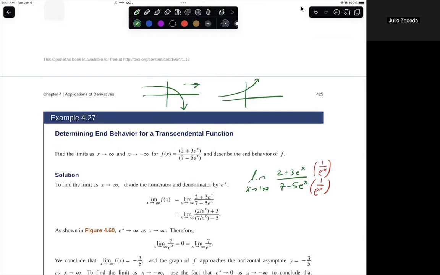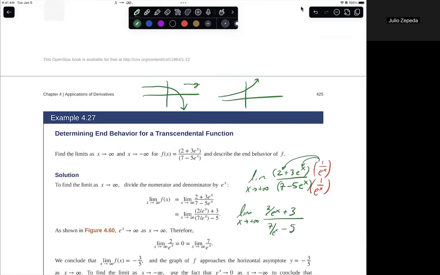We had a function that was constant, 2, and then one that was going to infinity. But if we multiply by 1 over e to the x, the limit as x approaches positive infinity of, let me distribute this now. This is going to be 2 over e to the x plus 3. The e to the x's would cancel in that second product. And then in the denominator, we have 7 over e to the x minus 5.